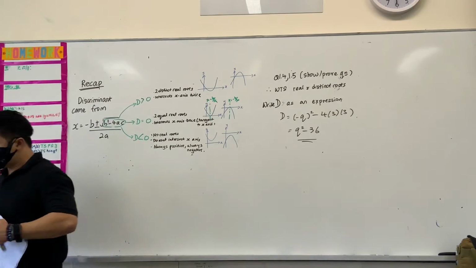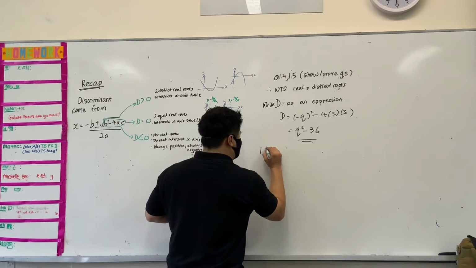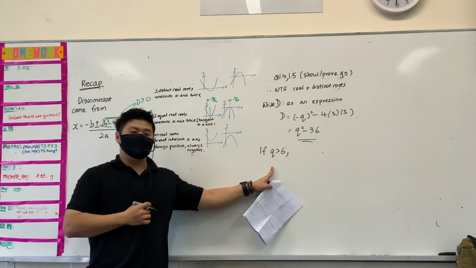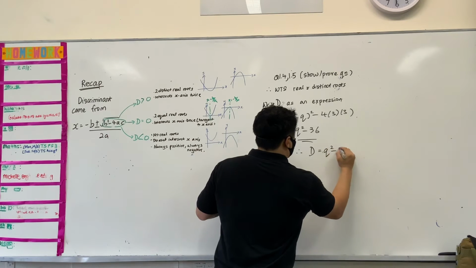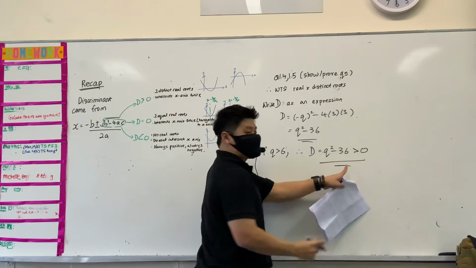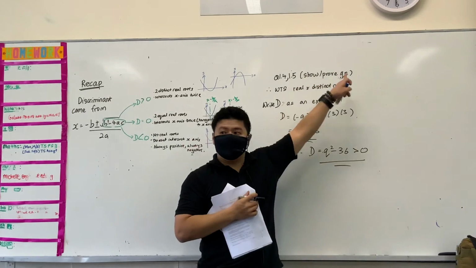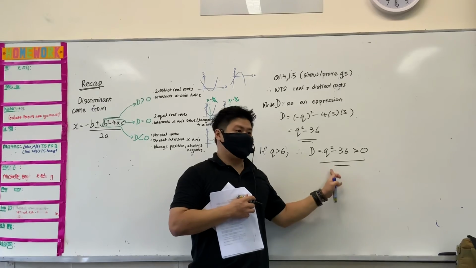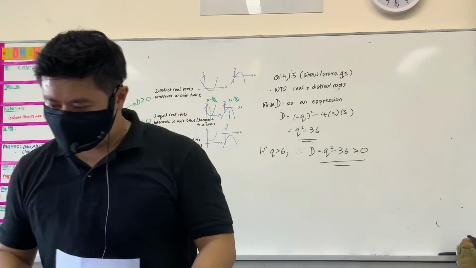After that, if q is more than 6 as given by the question, then the discriminant equals q squared minus 36, and of course it will be more than 0. So this is the last step. The moment they ask you to show or prove, that show or prove must be in the last step, the final step.